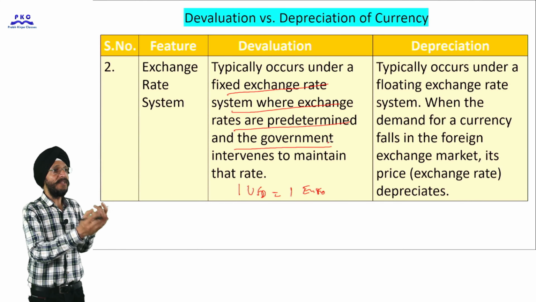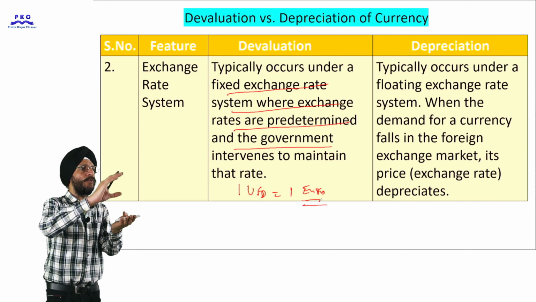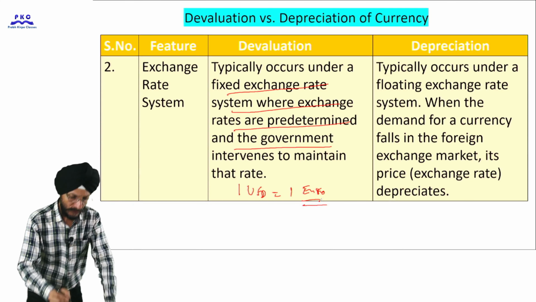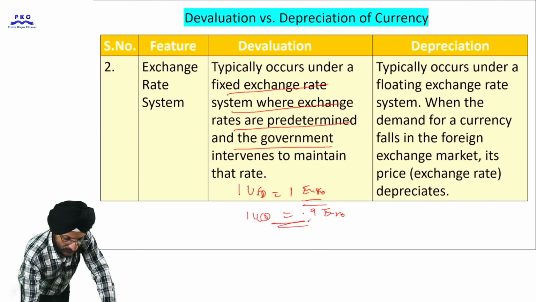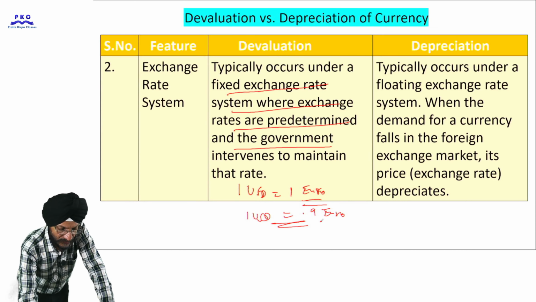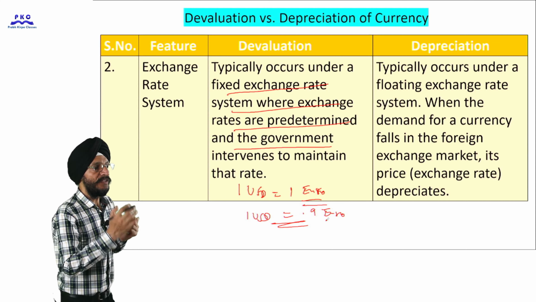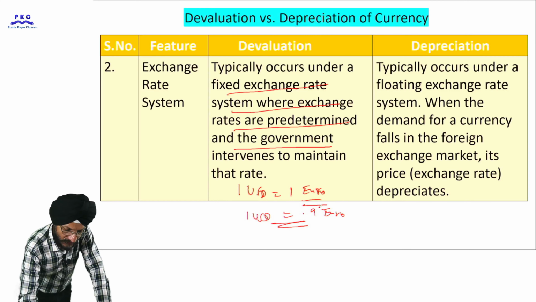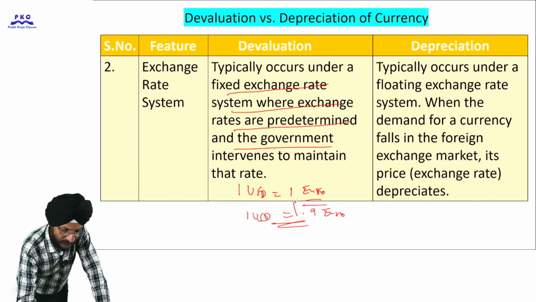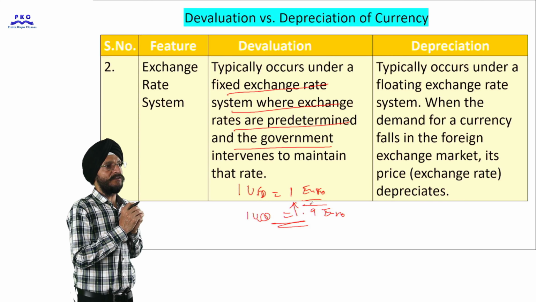Suppose the value of the euro increases and the European Union is following a fixed exchange rate system, suppose here 0.9 euro becomes equal to 1 US dollar, the government of the country may reduce the value of its currency to ensure that it again becomes 1 euro equal to 1 US dollar.